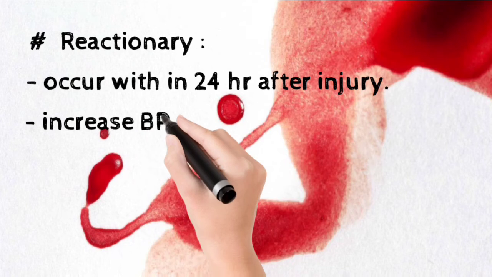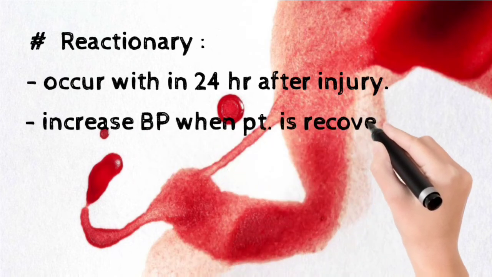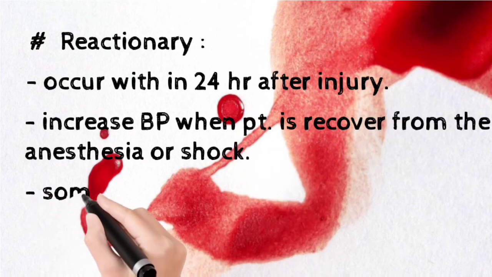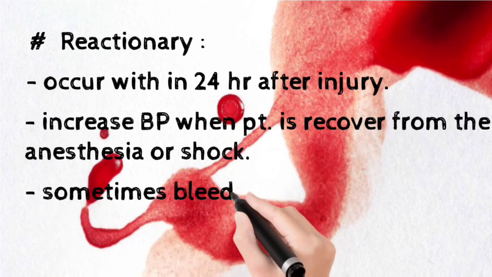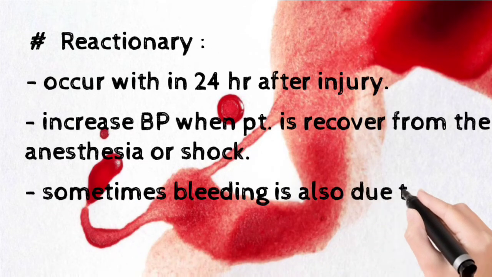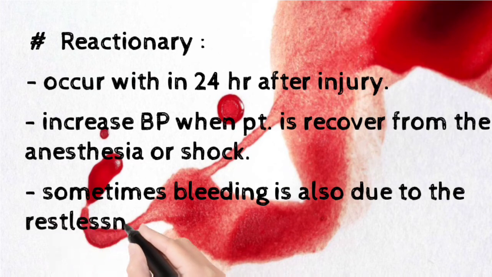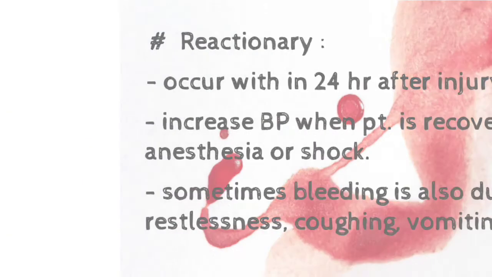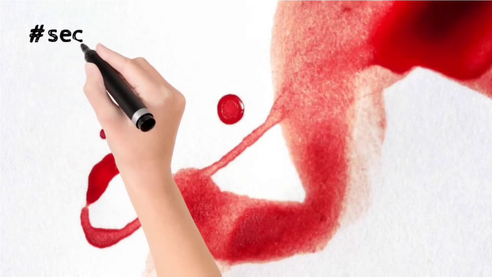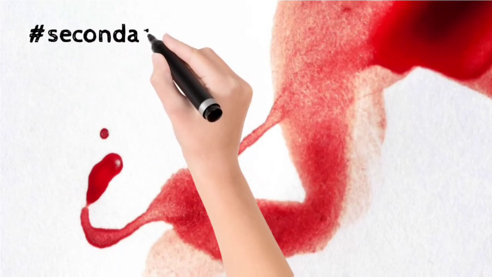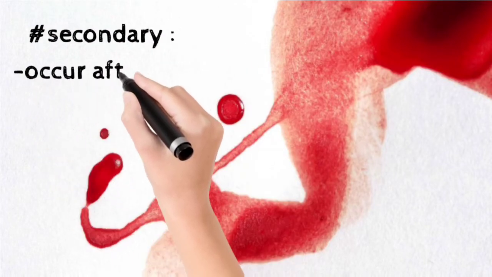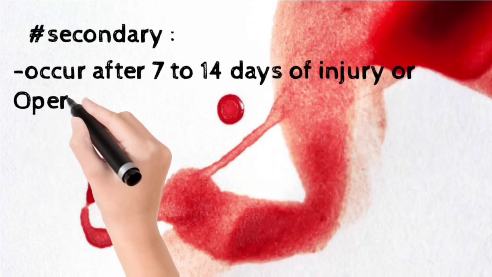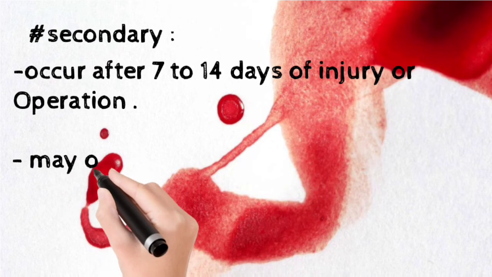In this type of hemorrhage there is an increased blood pressure when the patient has recovered from the anesthesia or a shock. Sometimes the bleeding is also due to coughing, restlessness and vomiting. Now we see the third type, which is the secondary type of hemorrhage. In this, the hemorrhage occurs after 7 to 14 days of the injury or the operation. It may occur externally or internally.